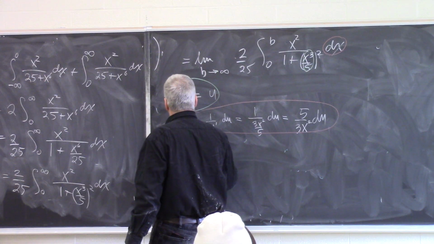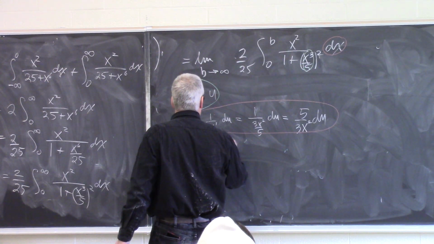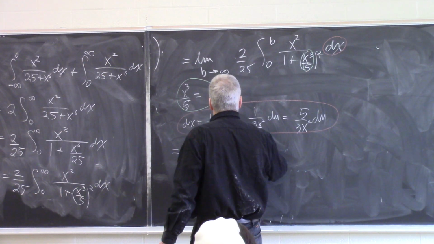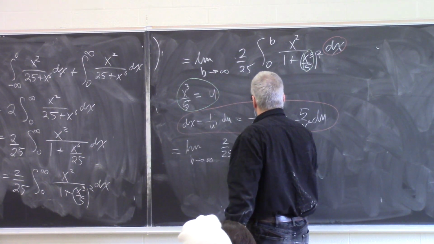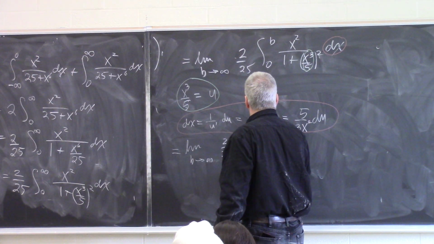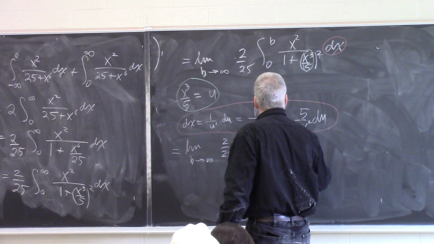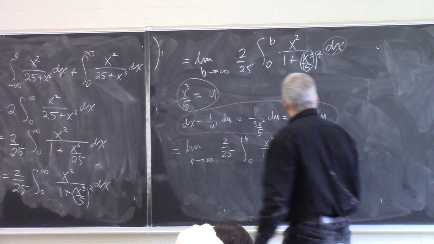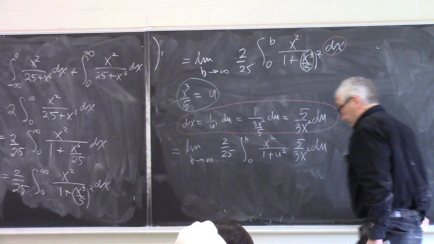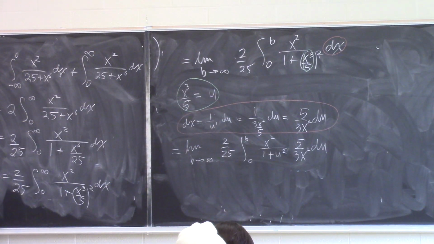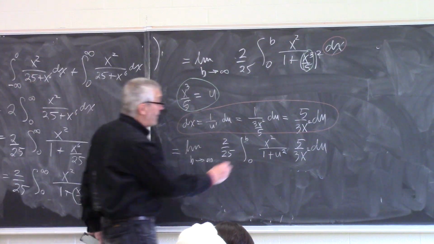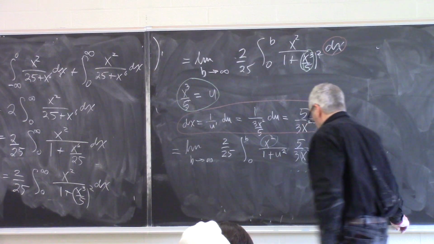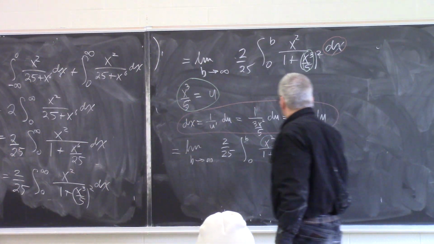So we have the limit as b goes to infinity of 2 over 25, then the integral from 0 to b of x squared over 1 plus u squared, and then 5 over 3x squared du. So then stuff magically cancels. Notice that those x squareds cancel each other. And then the 5 and the 3 we can pull out front.